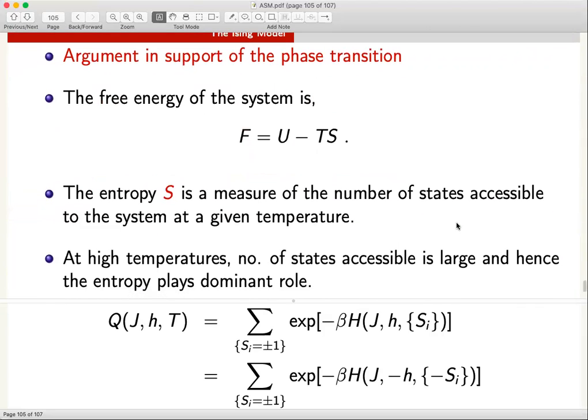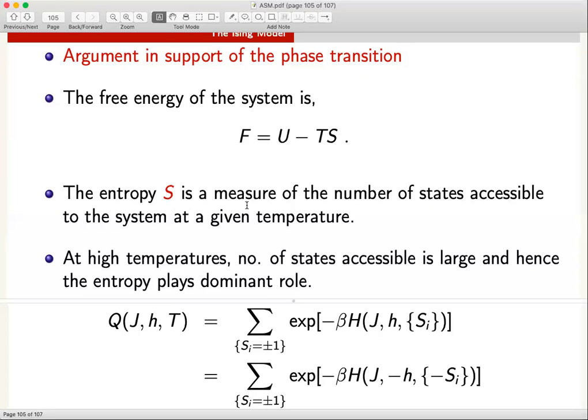So here's the argument. The free energy of the system is defined in this fashion: it is the internal energy minus T times S. And S, which is the entropy, is essentially a measure of the number of states accessible to the system at a given temperature. The system has all kinds of possible configurations, but at a given temperature, only certain configurations are actually accessible, and the entropy is a measure of that.